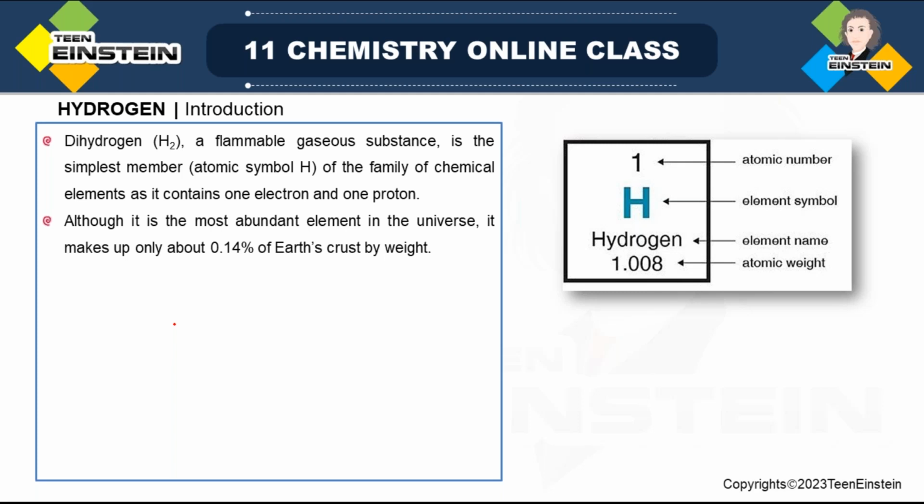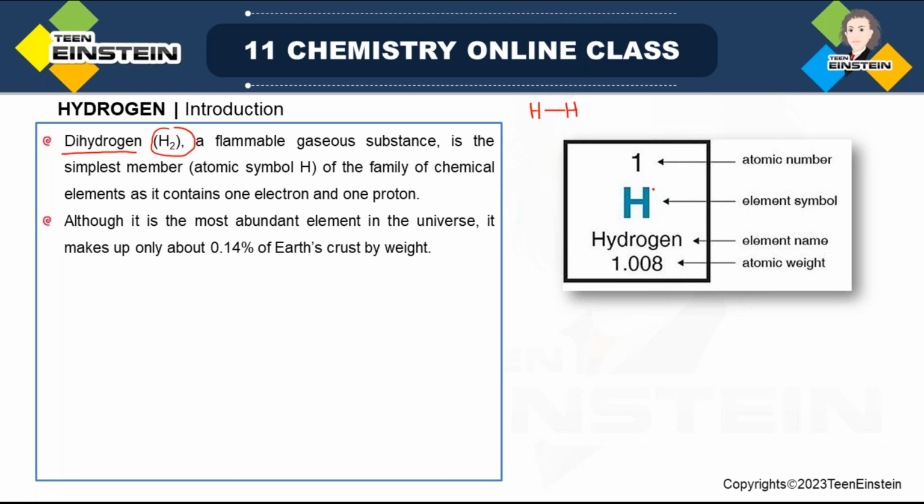So as the introduction for this chapter, that is hydrogen, or you can also call it dihydrogen, because in the elemental form it remains as a diatomic molecule. That means two hydrogen atoms, with a covalent bond between them. The natural existence is in this diatomic form. That is why it is also called dihydrogen, but mostly we call it hydrogen.